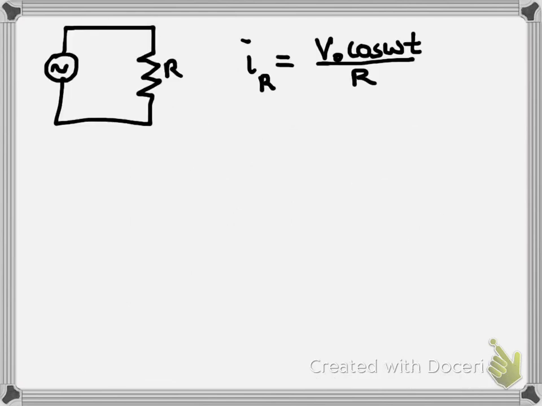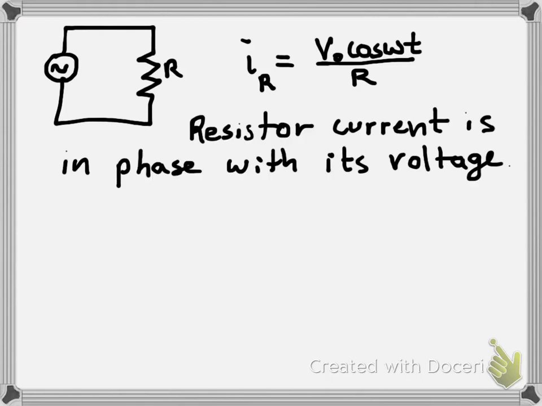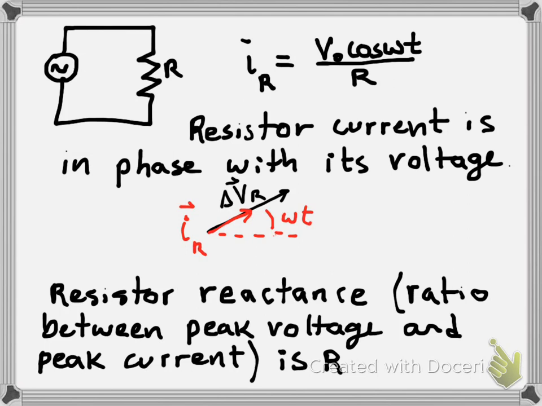For just a simple resistor connected to an AC power source, things are not very difficult. We know that according to Ohm's law, current is equal to the voltage divided by the resistance. So since we're applying a voltage to the resistor V0 cosine omega t, the current has the same dependence, cosine of omega t. So we say that the resistor current is in phase with its voltage. If we draw this in a phasor diagram, we see that the two vectors need to be parallel to each other. The resistor reactance, the ratio between peak voltage and peak current, is therefore simply the resistance of the resistor.